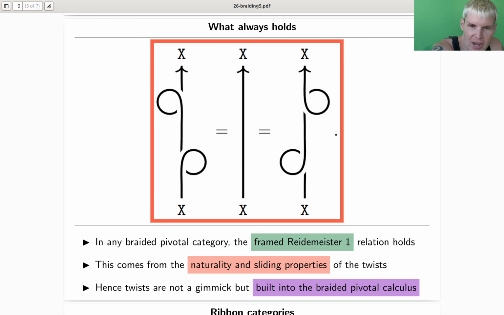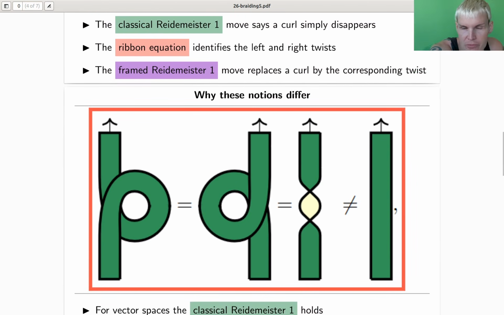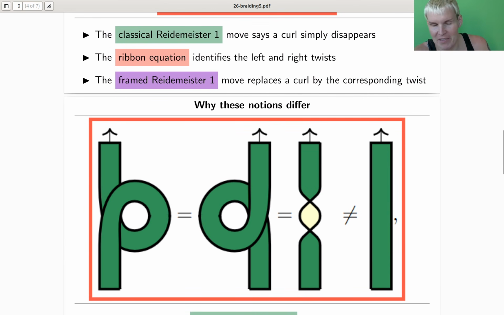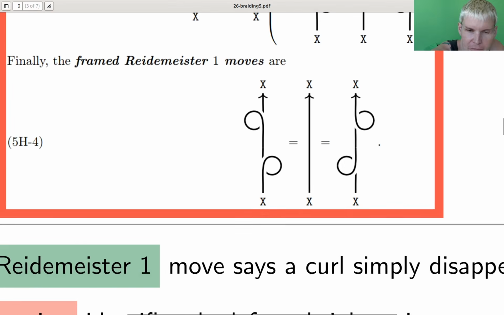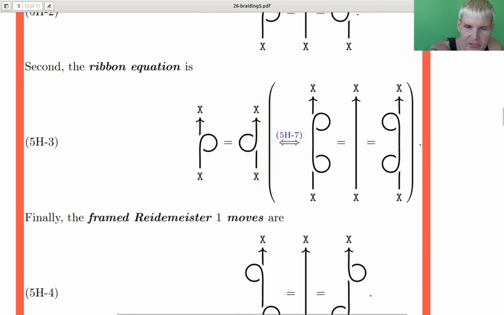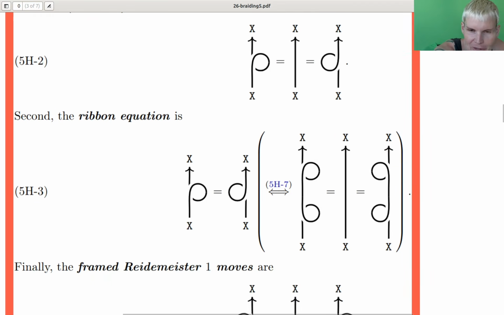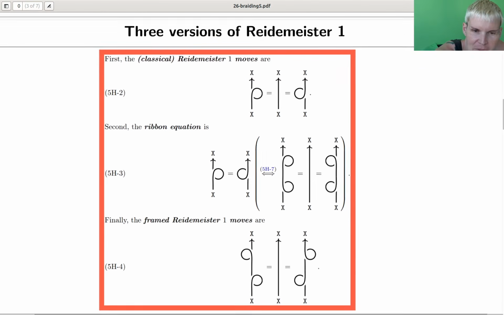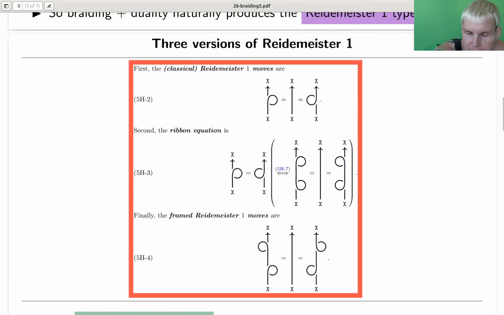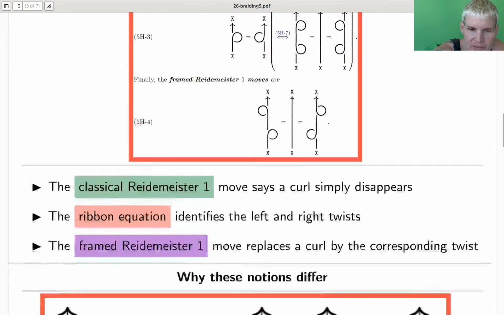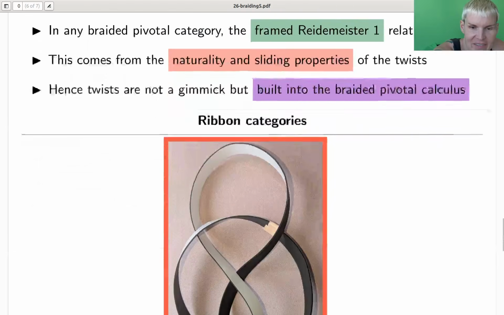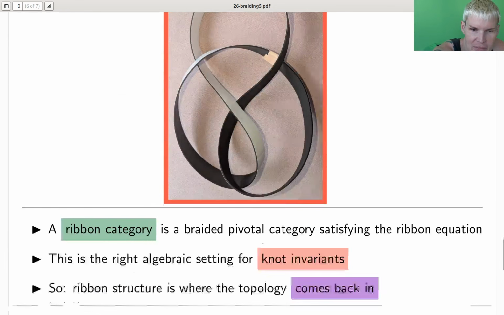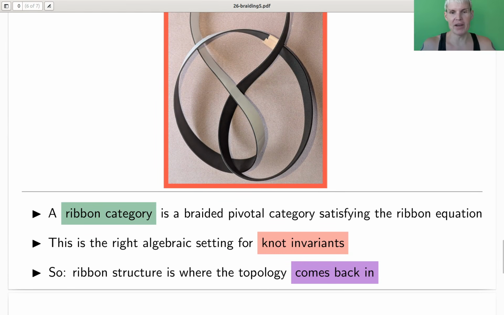So what people usually do, and what I feel is pretty natural, is this: if you can get this one for free, and this one has such a nice topology, and this is the one you really want in the end, knots, maybe you should give the middle one an extra name, right? So whenever the ribbon equation holds, you will call that a ribbon category, for the obvious reason that it is a ribbon. So literally this is what I have in mind. A ribbon category is a braided pivotal category satisfying the ribbon equation.